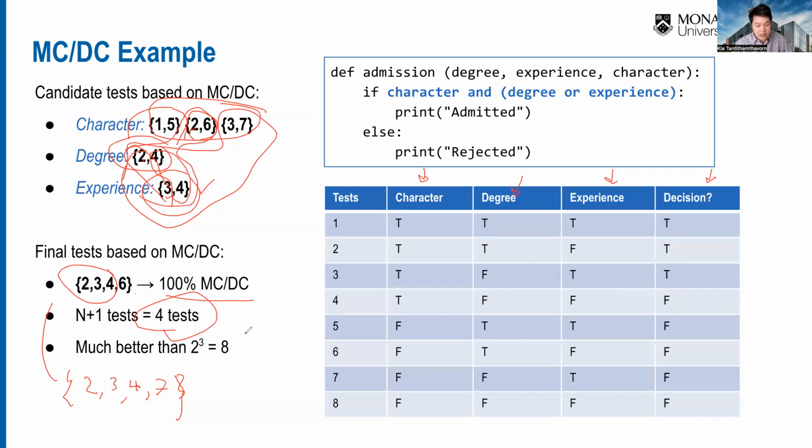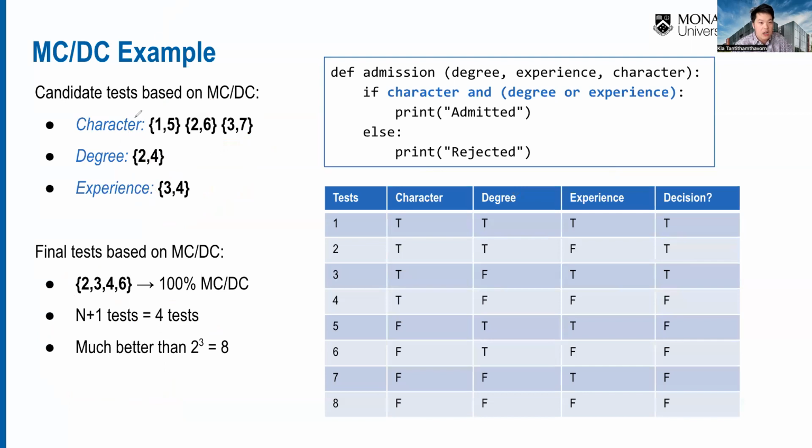And another question: can we do 1, 2, 3, 4? Let's work on it together. Unlikely, because if you choose 1 here, you need to go with the 5 as well. Otherwise, something is missing there, right? The decision is not flipped here. Yes, it has to be coupled. That's right. So in this case, it can be 2, 3, 4, 6, or 2, 3, 4, 7, and then we will achieve 100% MCDC.